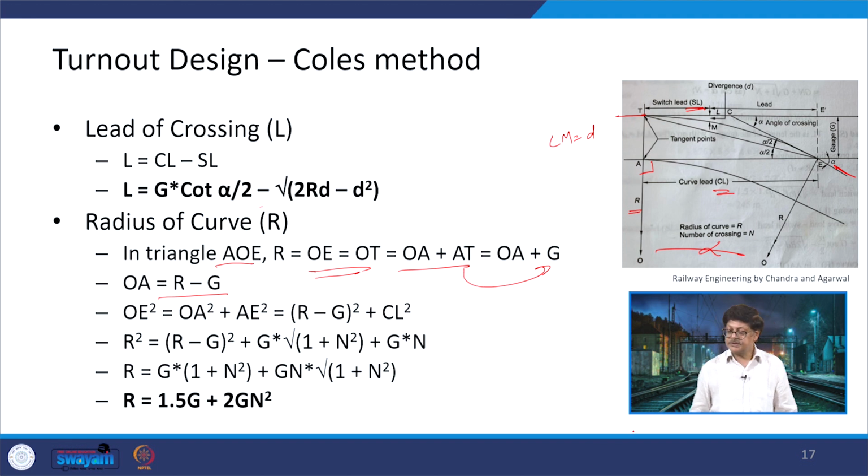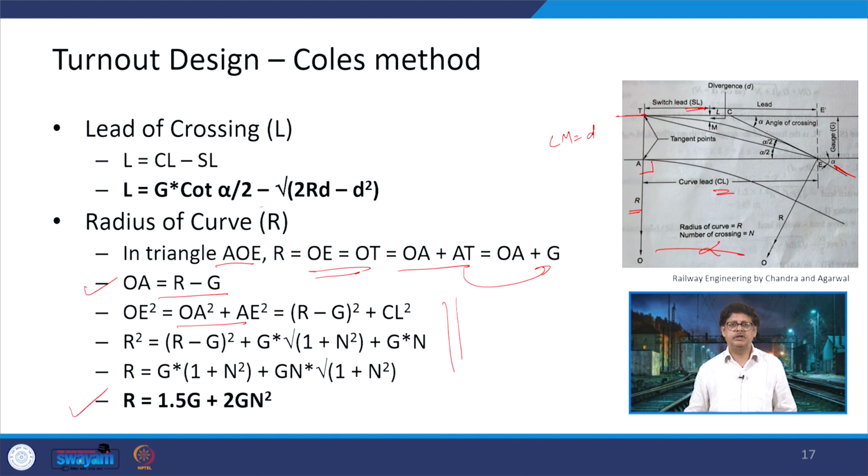Now, if we consider this triangle OAE, OE square is equal to OA square plus AE square, and AE is nothing but the curve lead, and OA we have already found out, this is R minus G. So, R minus G whole square plus CL square. When we solve this, what we get is R is equal to 1.5 G plus 2 G n square. So, this is the formula.